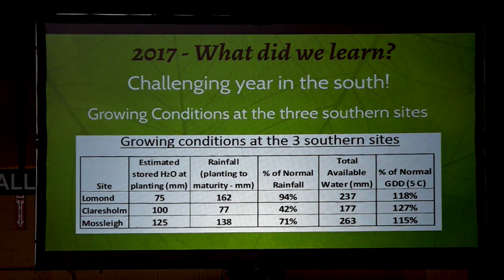The other 2 sites were a little bit better. Mossleigh was down a little bit. And here for available water, you can see over the growing season it varied a little bit, and for the percent normal of growing degree days, you can see for all of our sites, it was a lot warmer than normal.